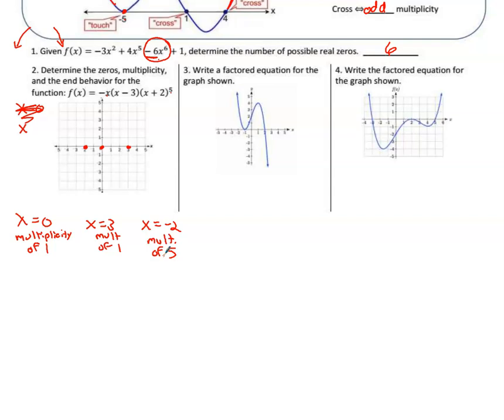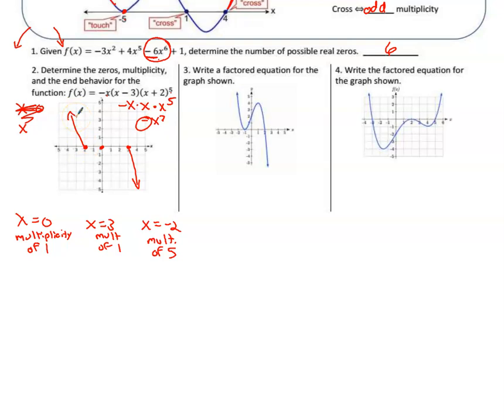Now, the end behavior, I need to know what's the leading coefficient and what's the degree. So this one is negative x times x to the 5th. Well, that's going to be a negative x to the 7th power. So since it's a negative leading coefficient, that means it goes down on the right. Since it's an odd degree, it means the opposite end on the left.